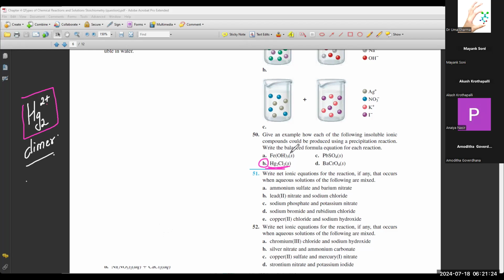Now, can you give me the reactant for this reaction? What reactant should I take? I need Hg2 2 plus, the dimer, and Cl minus. Let's see.